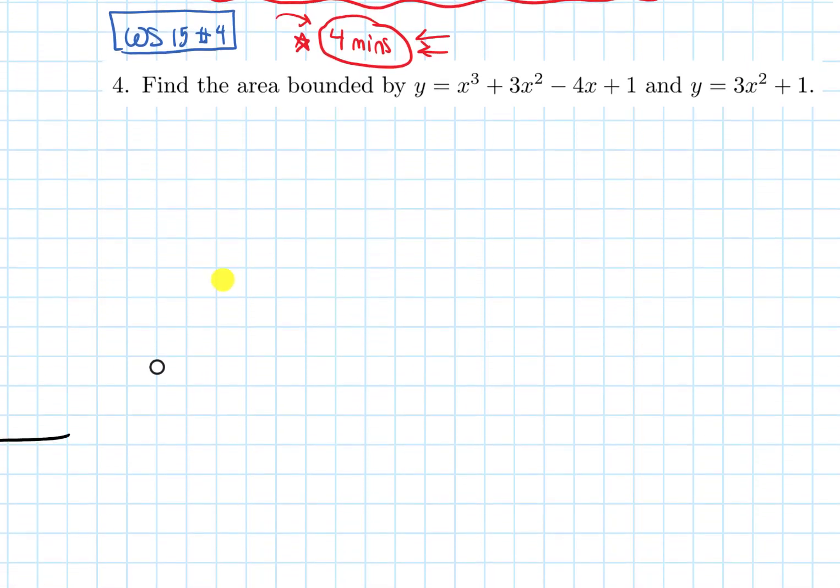All right, so hopefully you did that. Hopefully you paused it and tried it for about 4 minutes. Let's talk about it. So I'm going to start by drawing a picture. So let's draw some axes.